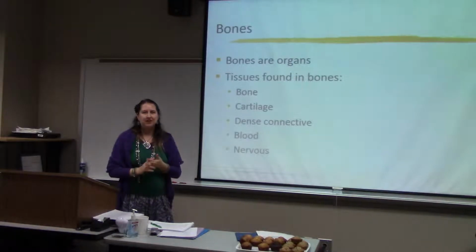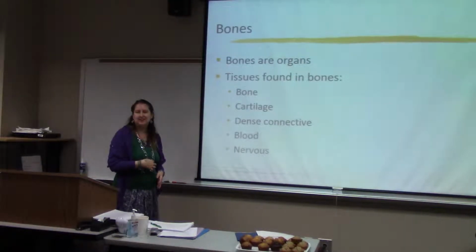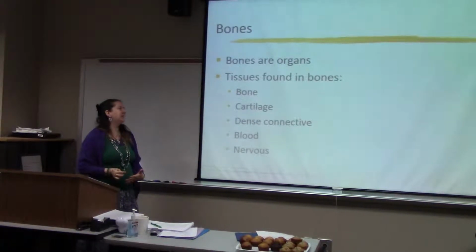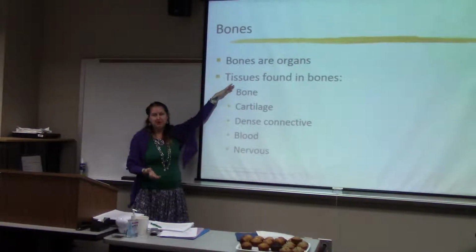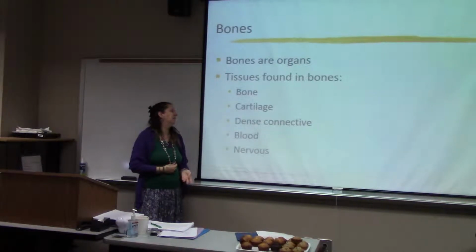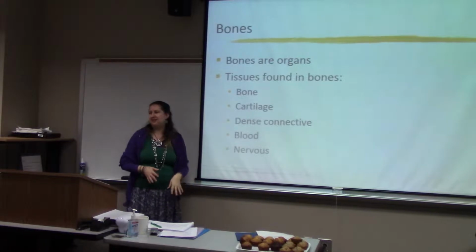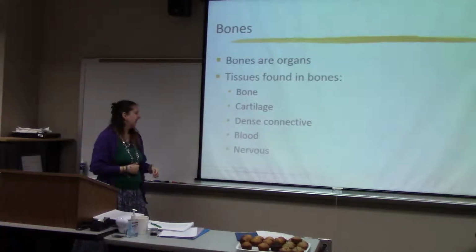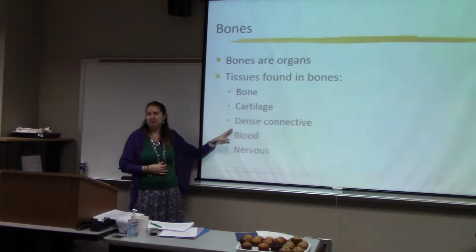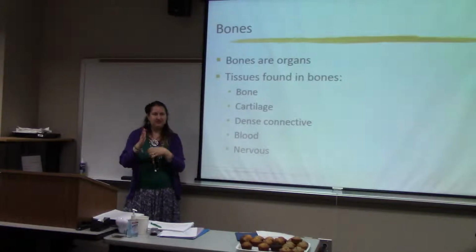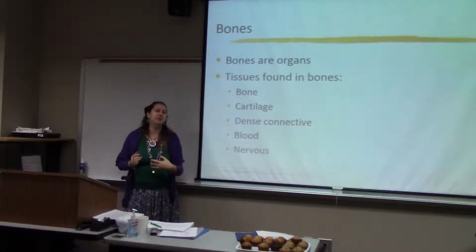So bones are the organs of the skeletal system. So an organ is made of multiple tissues. Obviously they have bone tissue, that's the most important one. There's also some cartilage, dense connective, both regular and irregular, and in some places some elastic. And then blood and nervous, because vessels and nerves travel through the bone.